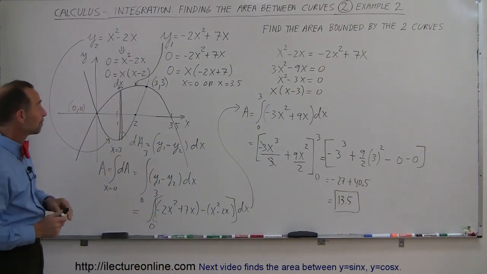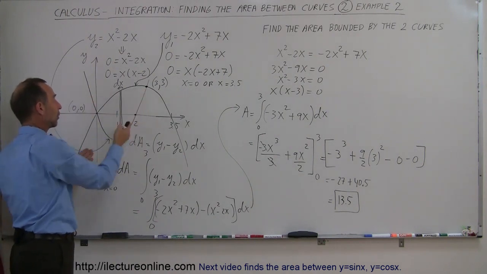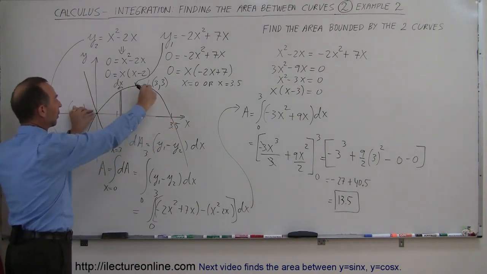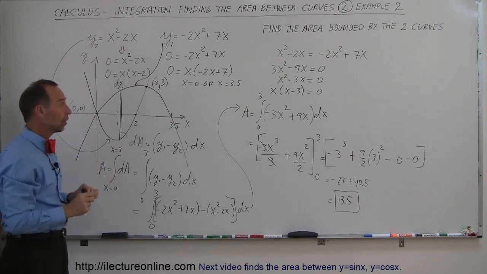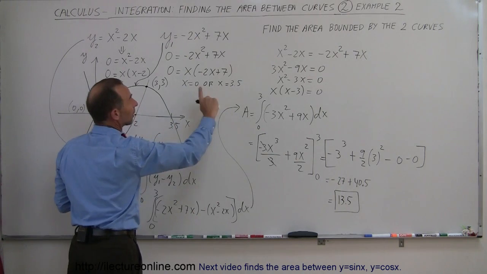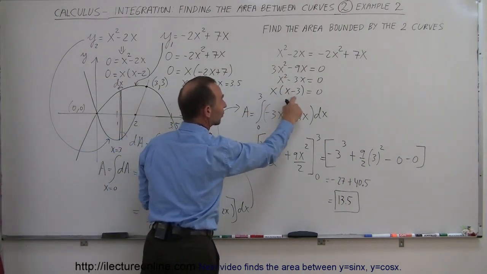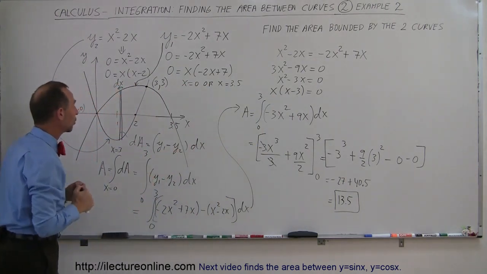Okay, quick review. You get two curves, you first want to graph them. So you have your parabola that opens upward, parabola that opens downward. You can see that they cross at two places. You want to solve those two equations simultaneously to find the places where they cross. We did that right here. So we realized that x equals 0 and x equals 3 is where the two parabolas cross.